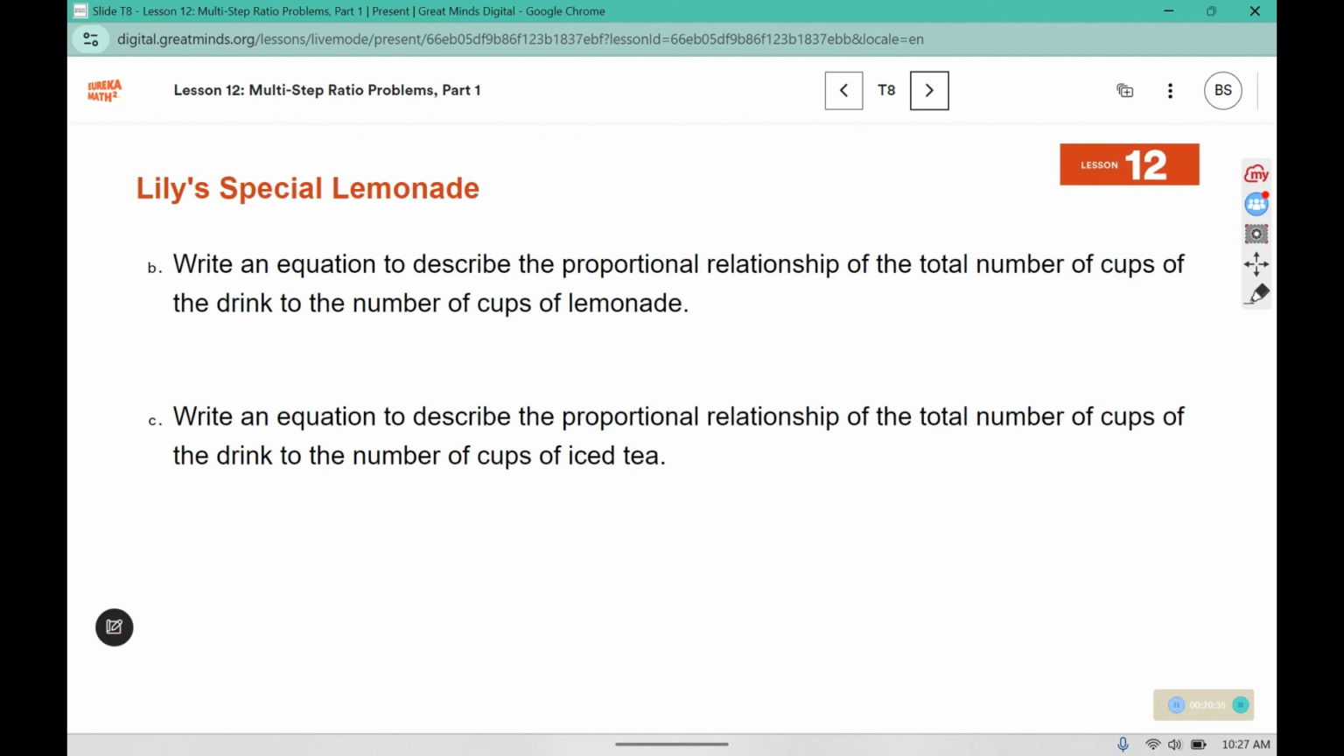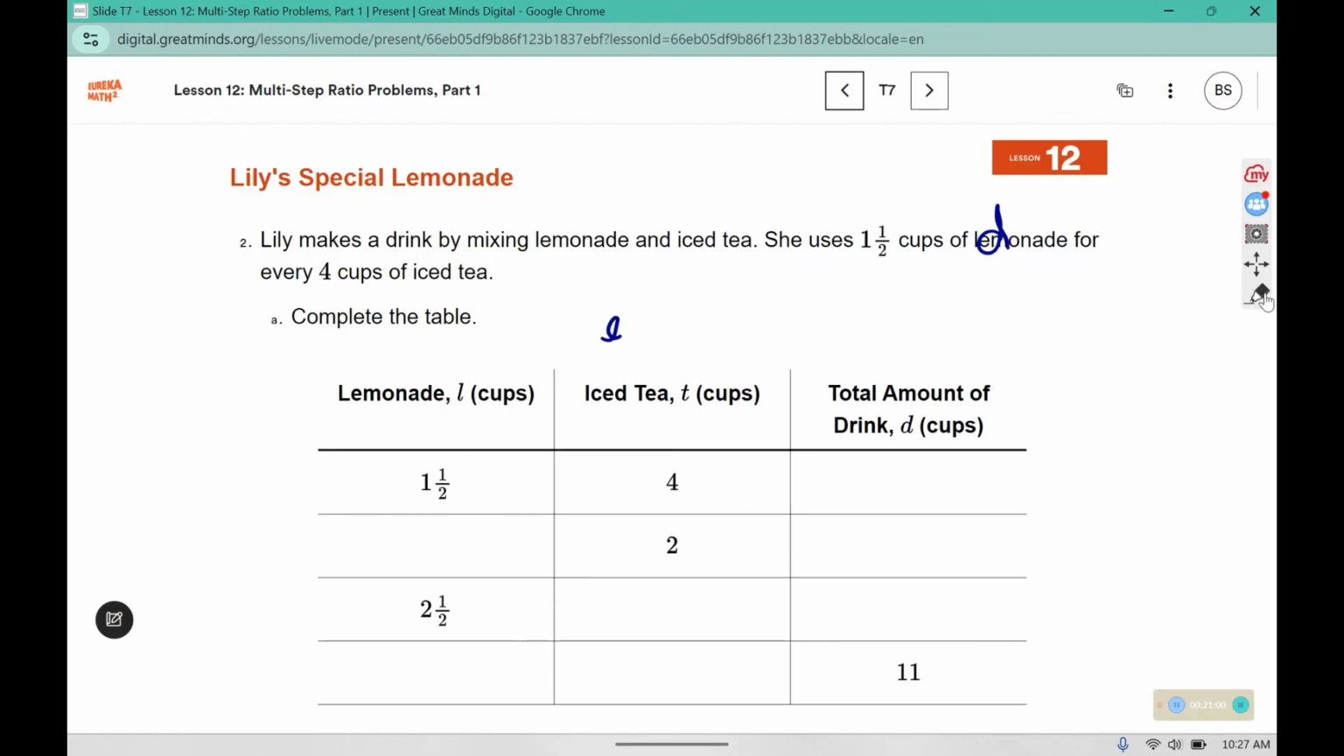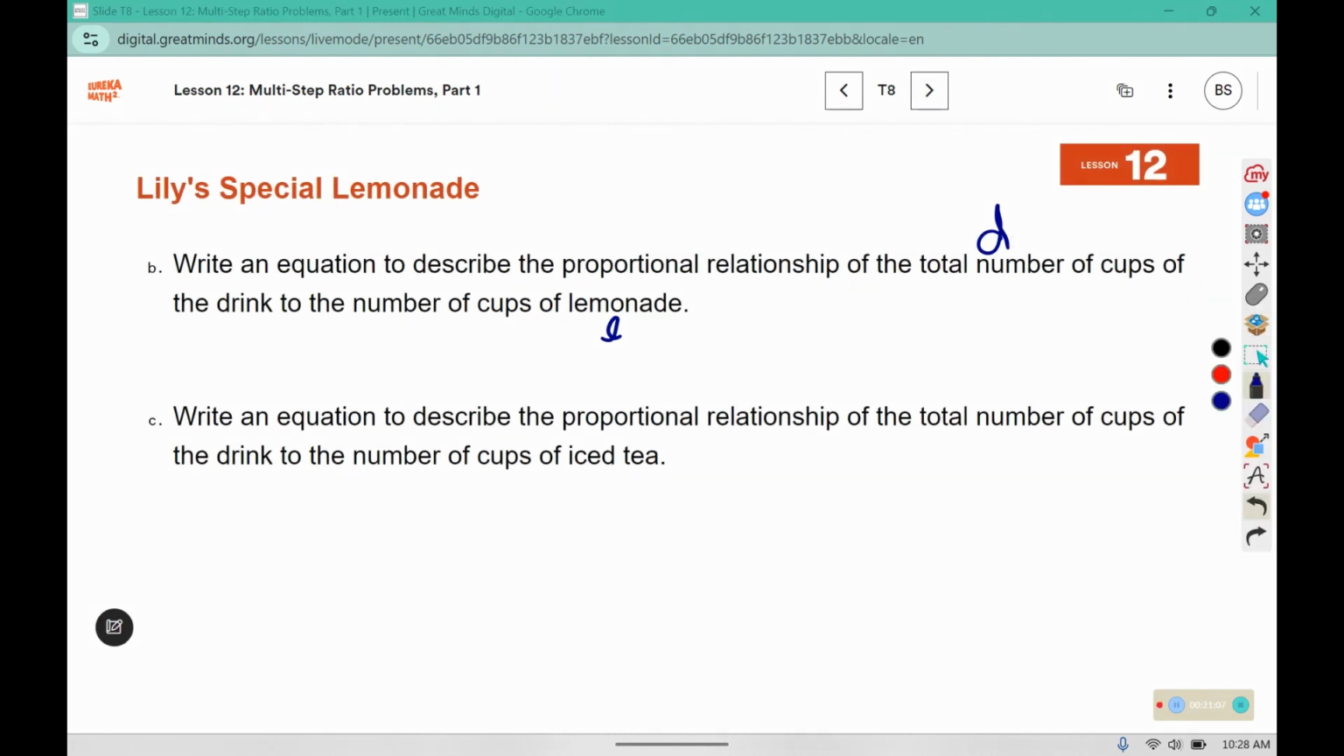Write an equation to describe the proportional relationship of the total number of cups of the drink to the total number of cups of lemonade. So in this case, the total is represented by D for the total number of cups in the drink, and then L for lemonade. If we go back to that last section, we saw that the L was 3 and the D was 11. So we have 11/3.